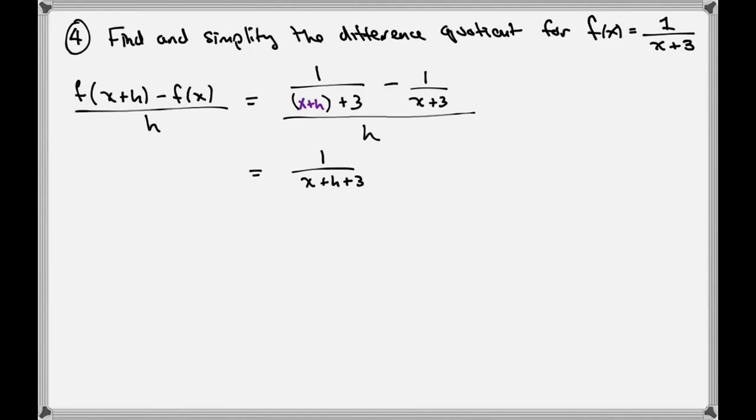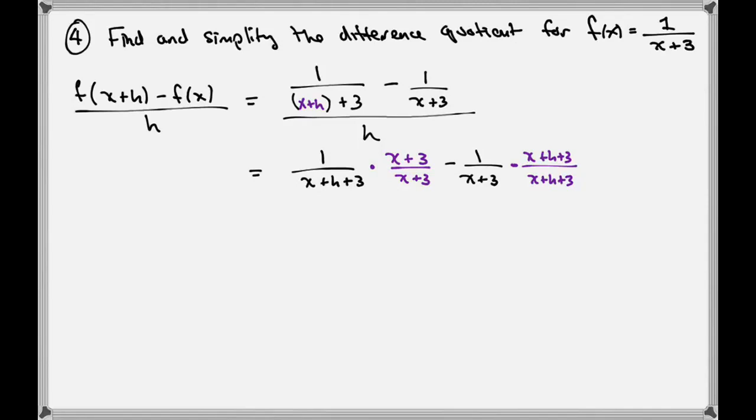Cleaning up a little bit, I don't really need those parentheses. And I'm going to multiply the top and bottom of this by x plus 3 in anticipation of getting a common denominator. In the other term, I'm going to multiply the top and bottom by x plus h plus 3, again in anticipation of getting a common denominator for the numerator.